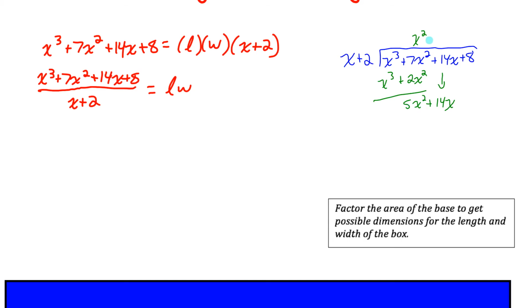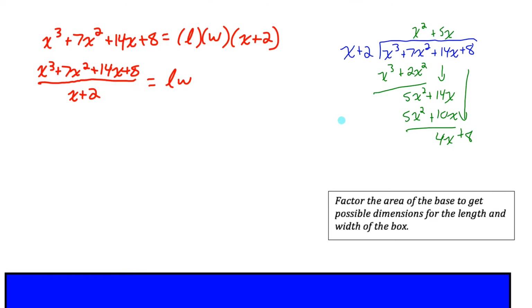5x squared divided by x is 5x. Multiply that 5x by the divisor. I get 5x squared plus 10x. Subtract like terms. I get 4x. Bring down the last term and do the division one more time.